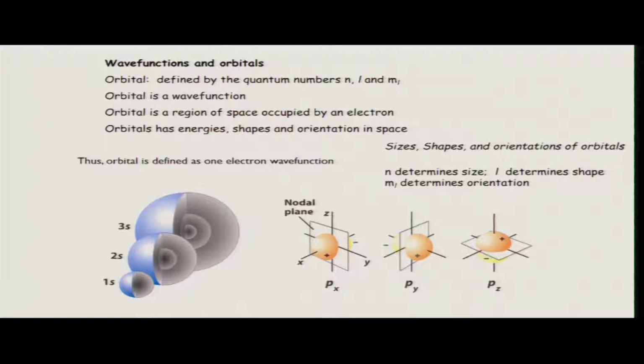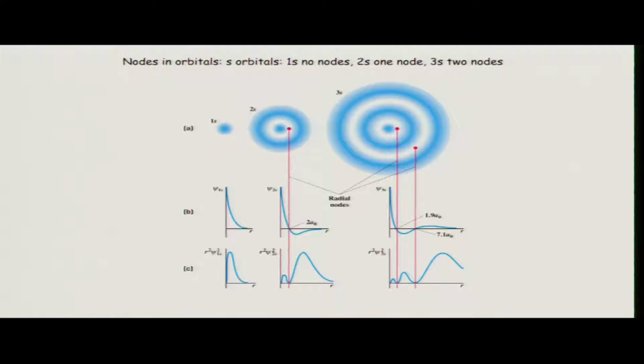So, here are the 3 s orbitals, which are all spherically symmetric, but as you can see, the sizes, shapes and orientations of the orbital depend on the quantum numbers. n determines the size, L determines the shape and m sub L determines the orientation. Given the nodal plane as we show here, the orientation is shown. Now, the px, py, pz are the ones which have angular dependence, so they are non-symmetric along the nodal plane, whereas the s orbital is always going to be symmetric.